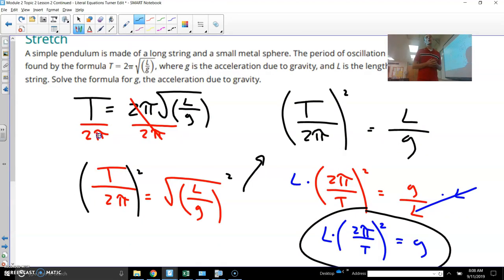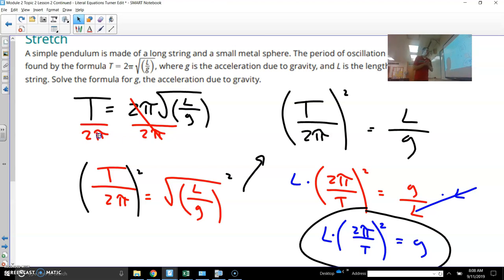Let's jump into a little harder one. This is talking about a pendulum. A pendulum is something that swings from a rope, and so gravity makes it go forward and back, forward and back. And this one's actually on a long string. Has a small metal sphere on the bottom, giving it weight so that it will actually swing back and forth.